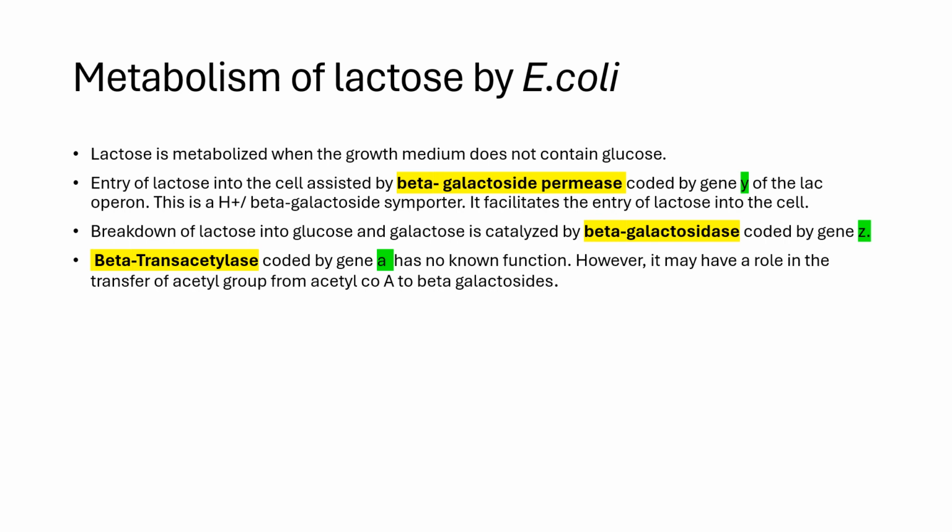Out of this, the enzyme beta galactosidase is the primary enzyme that cleaves lactose into glucose and galactose. For the entry of lactose from the external medium, the transporter protein is required, and that is beta galactoside permease. Third enzyme is beta transacetylase, and its function is it adds one acetyl group from acetyl coenzyme A to beta galactosides so that metabolism is efficient.